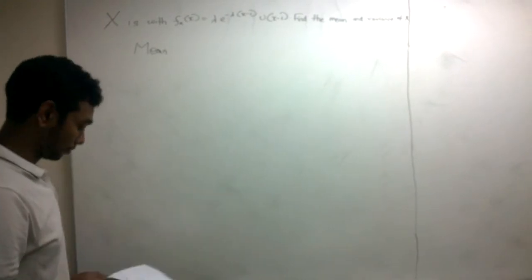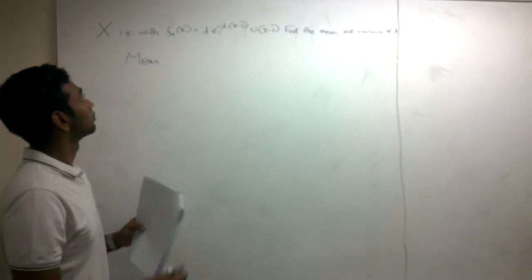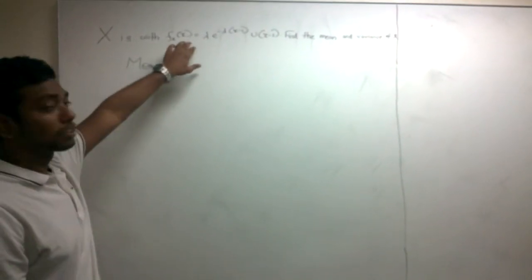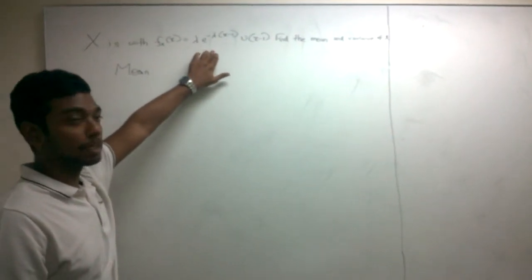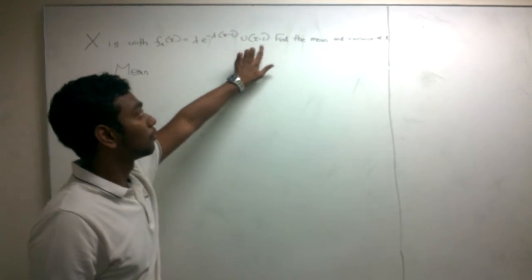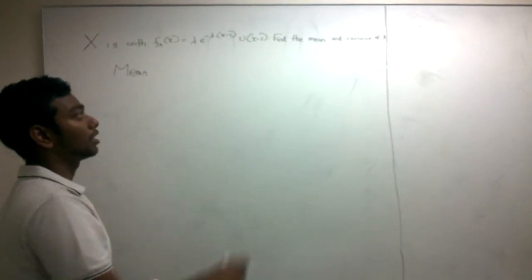Starting up. And this is another problem. X is a random variable with probability density function fX(x) given by lambda e power minus lambda (x minus 1) u(x minus 1). We need to find the mean and variance of X.